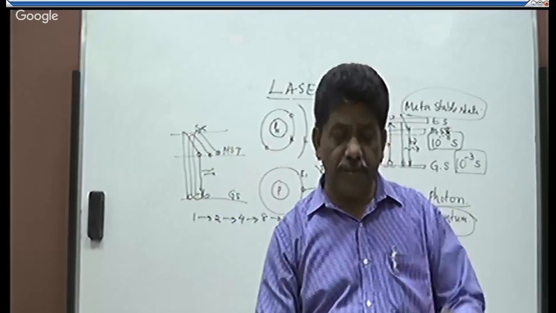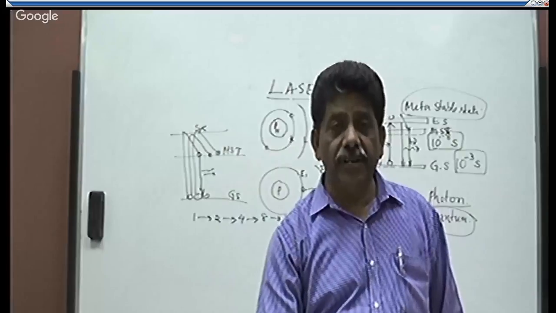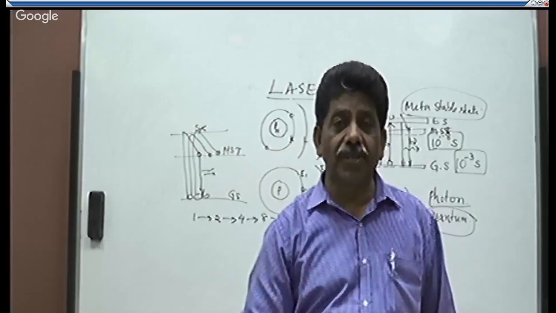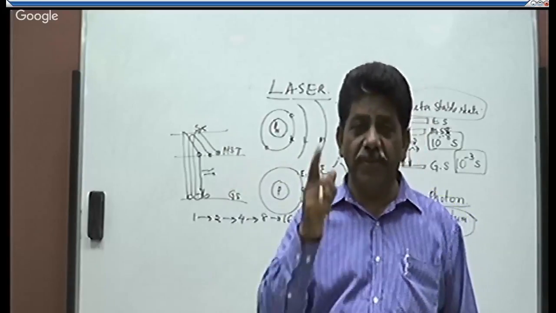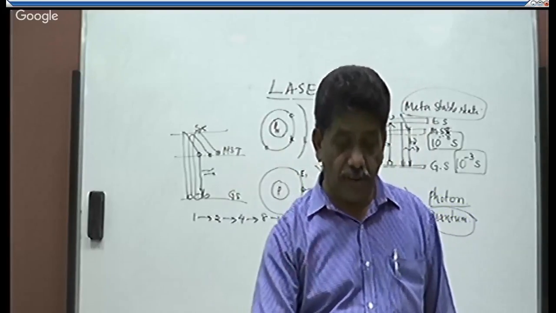This is one of the important questions we find several times in your question paper. What are the major properties of laser? The first one, we say it is less divergent. You can remember the figure and you can write the answer on your board.